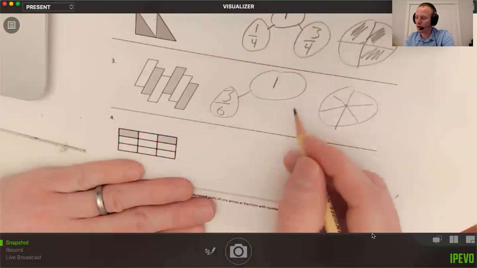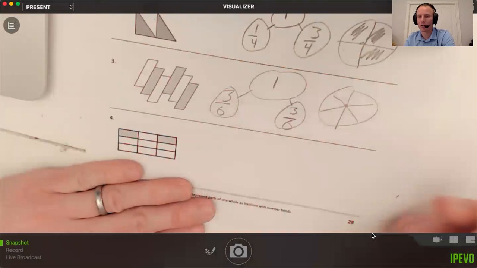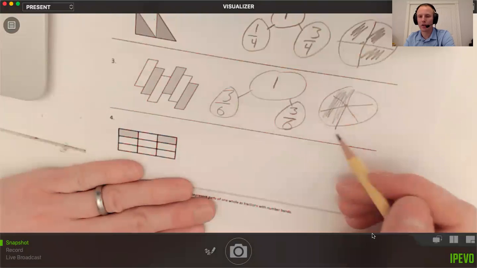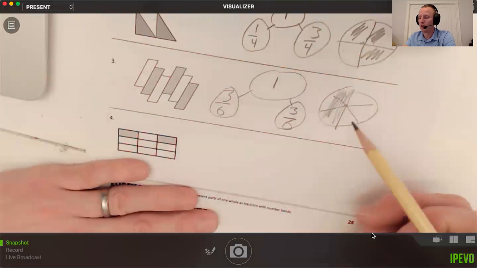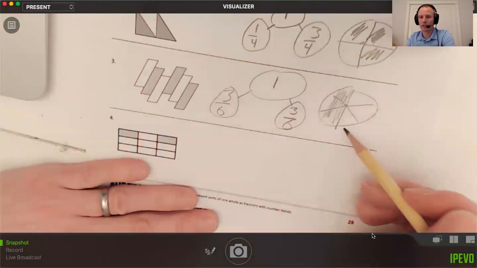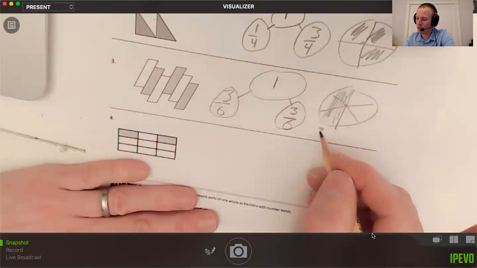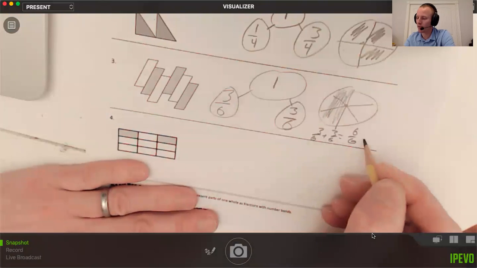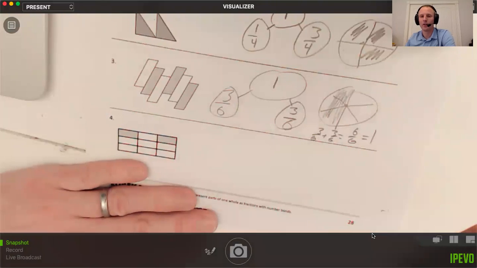And I have 3/6 that are shaded, and I have 3/6 that are unshaded. So 1, 2, 3 are shaded, 3 are not. So basically 1/2 is shaded and 1/2 is not. 3/6 plus 3/6 is 6/6. 3/6 plus 3/6 equals 6/6, and that equals 1.